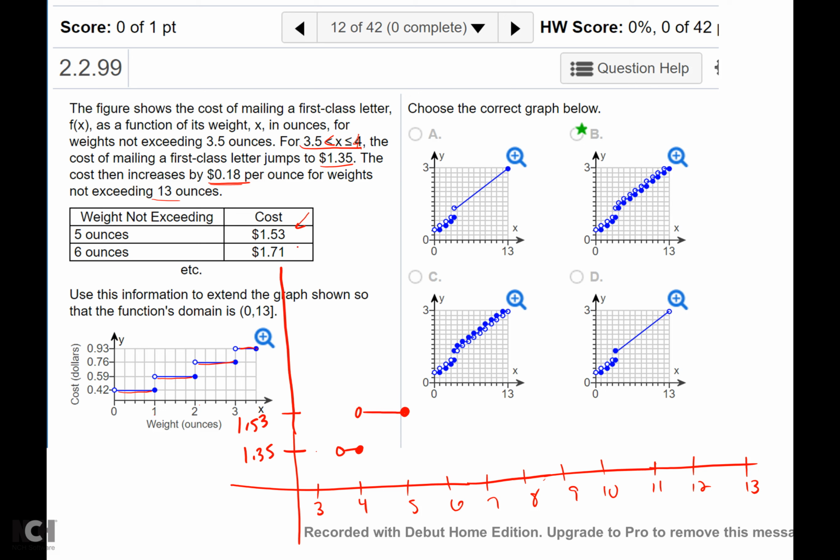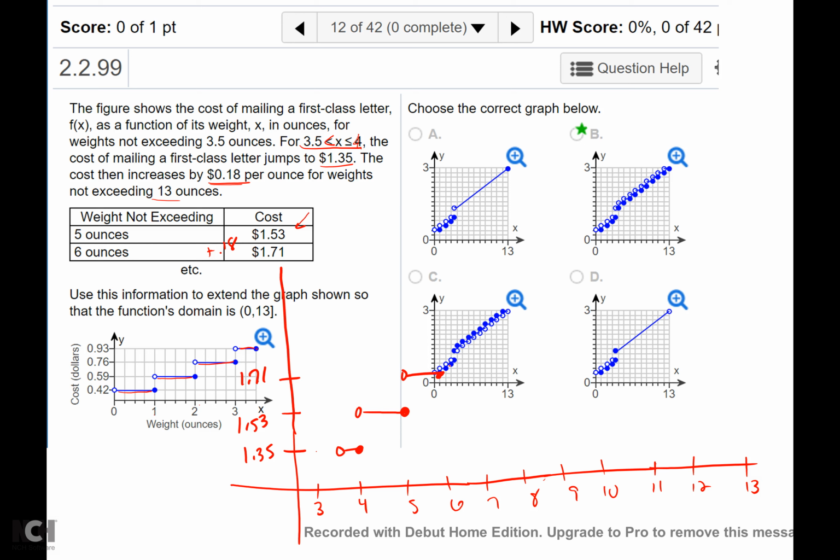And then from 5 to 6, if I add 18 cents, there we go, you get the $1.71. So from 5 to 6, I'm going to go up to $1.71. 5 is going to be open, 6 is going to be closed. And it jumps up to $1.71.